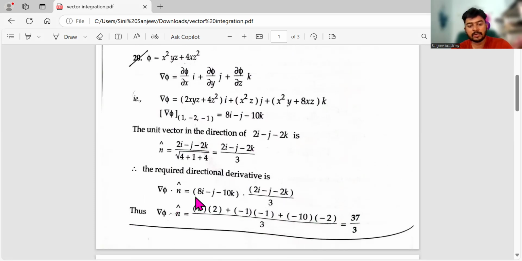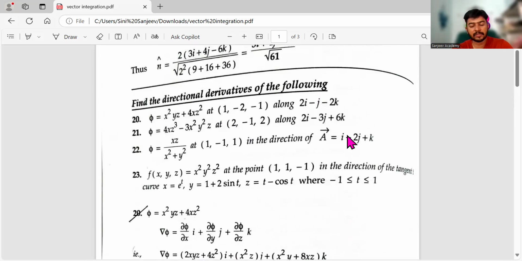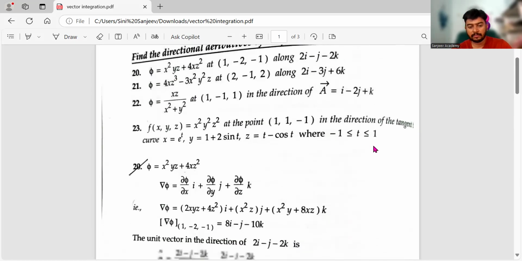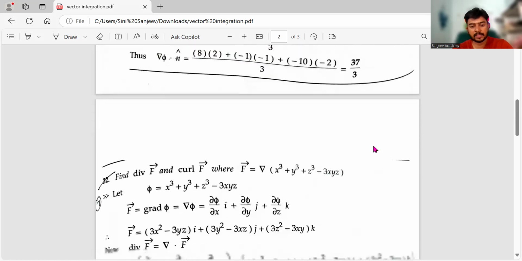Then you should know the dot product: 18 into 2, 16. Correct? Minus into minus plus, plus 1, 16 plus 1, 17. 10 into 2, 20. That's it. So totally 37. By this particular 3 will come down. So that's the answer for this particular thing. Find the directional derivatives. So this can come, they can ask it for 5 or 6 marks. So whatever questions I am doing, it's all been asked in the previous year.